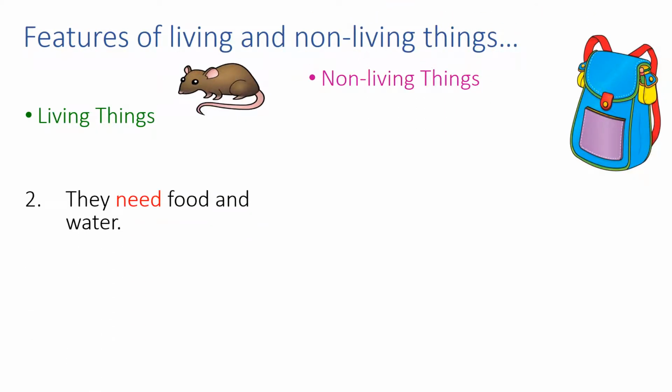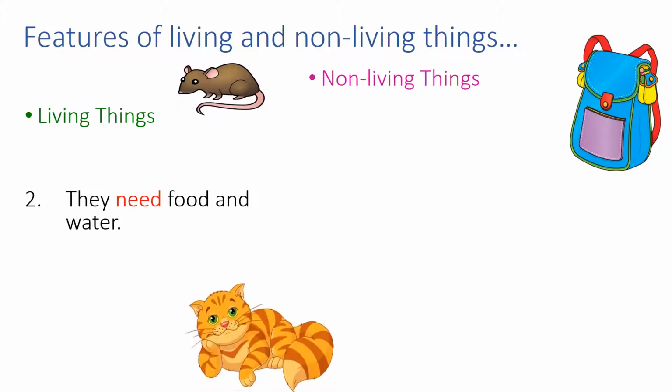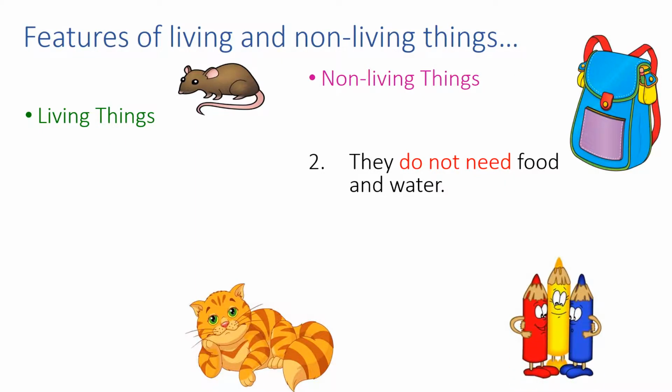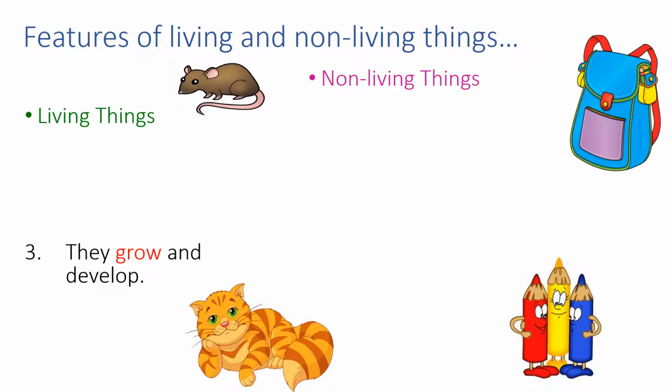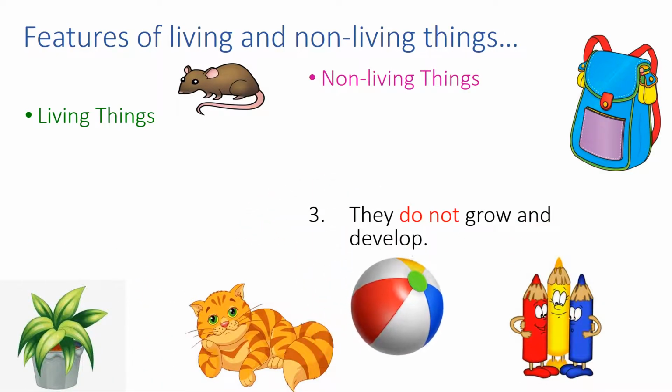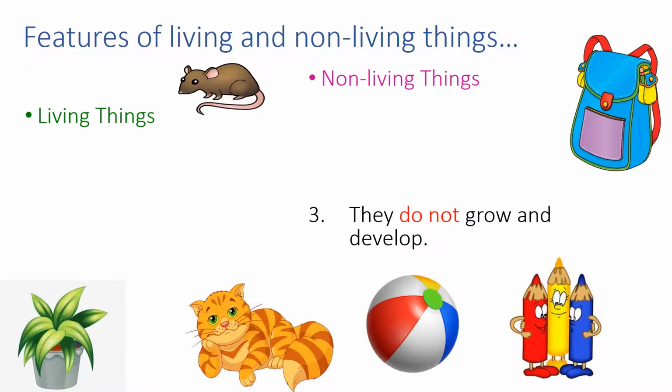Living things need food and water, like a cat catches a rat. Whereas non-living things do not need food and water. Living things grow and develop. Non-living things do not grow and develop. So, we have learned 3 features. Very good, children.